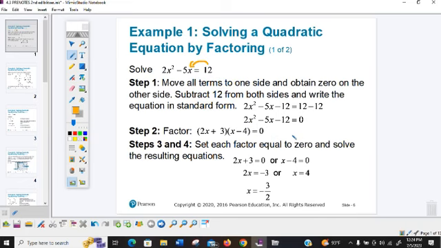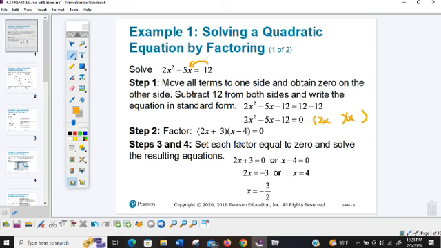Step 2, we're going to factor like we did in the last section. We first start with 2x times x, which gets us the 2x squared. Then we list all the factors of negative 12 and try them to see which one gives us a negative 5x in the middle. If you need some help on that, review the videos from 4.2. This is what works: 2x plus 3 times x minus 4.